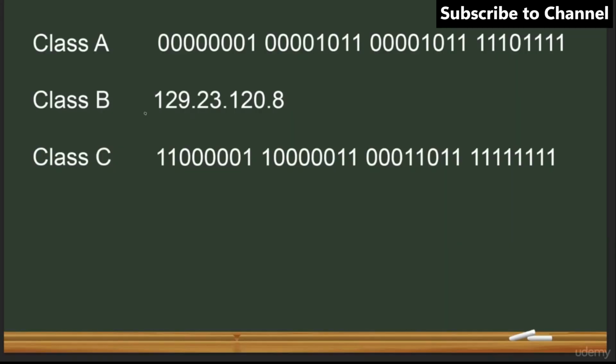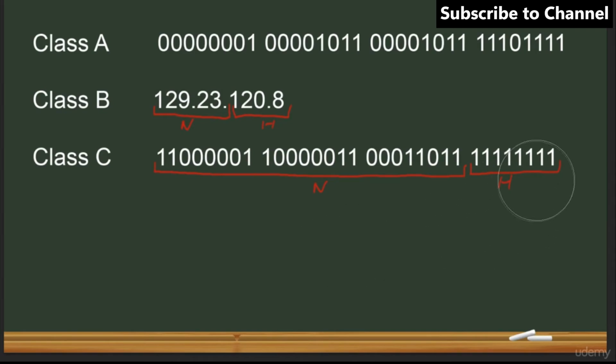The difference in other classes is only the ratio between the network and host portions. In class B we have 2 bytes that identify the network and also 2 bytes that identify the host. In class C, however, the net ID portion consists of 3 bytes and the host ID portion is represented by only 1 byte. Please keep in mind that these rules do not apply to classes D and E.